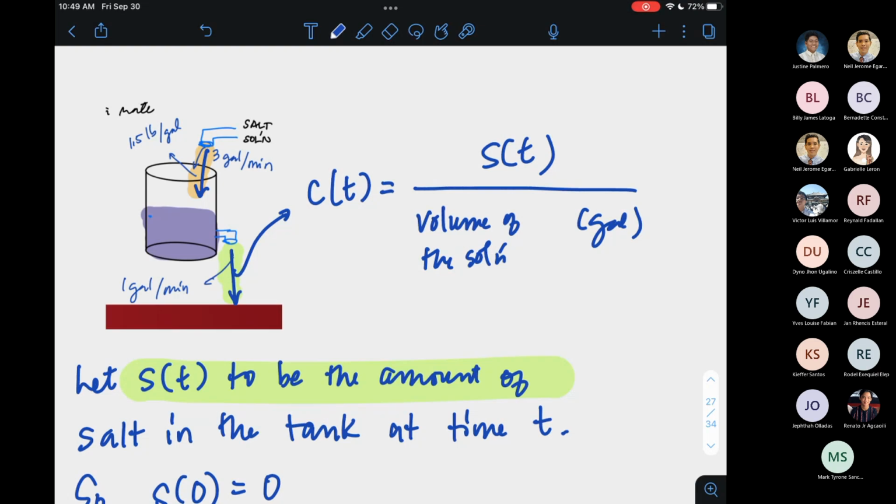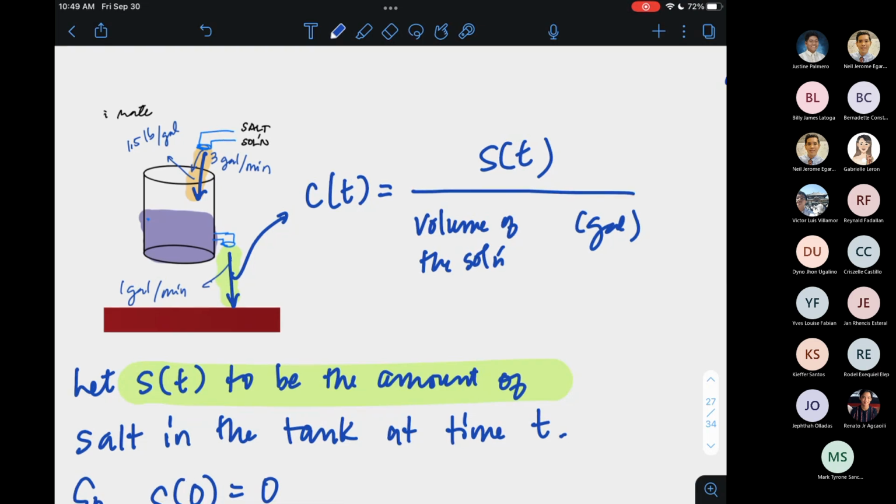So, ibig sabihin nadadagdagan yung ating volume by what? By 2 gallons per minute. Tapos originally, gaano karami yung laman nung tank? 300 gallons. So ibig sabihin, yung 300 gallons ay nadadagdagan by a net of 2 gallons per minute. Okay? Kasi nga, nagdadagdag tayo ng 3 gallons per minute, tapos nagbabawas ako ng 1 gallon per minute, so merong net effect na plus 2 gallons per minute.